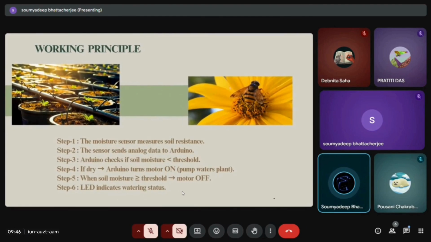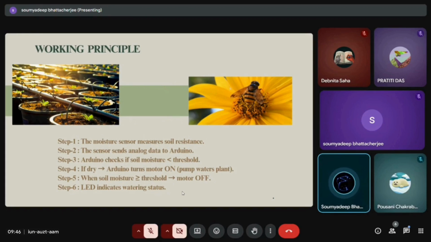We now arrive at the working principle. This is the software logic that defines the automatic nature of our system. To make this clear, let's use the powerful and easy to understand analogy of human thirst. Think of our plant as a human being.